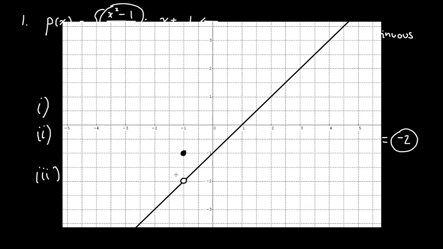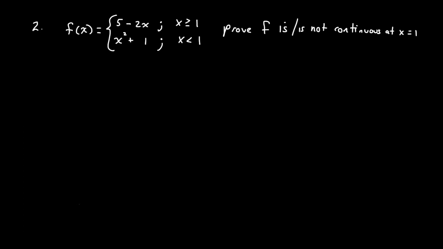If I graph the function p of x, I see that we have a hole in it, and that hole has been displaced by this point up here. And so we can visually see that this is not continuous. See, the limit is approaching -2, but the value is -1. They're not equal. The function is not continuous.